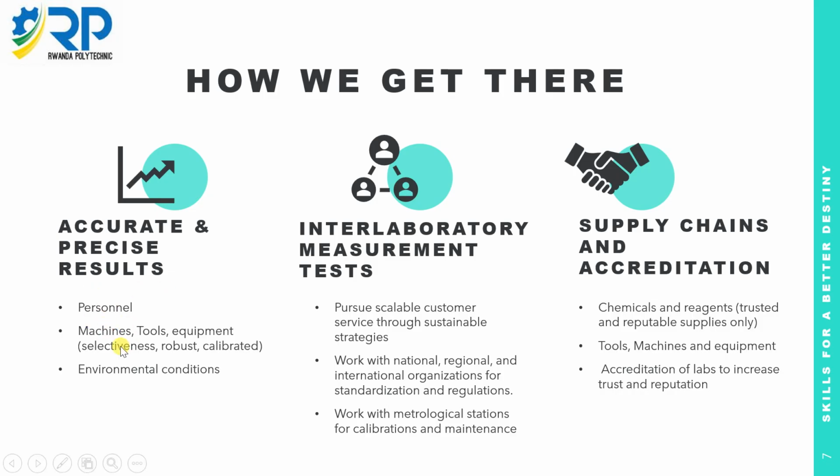The second being the machines, tools, and equipment. They should always be selective, robust, and calibrated over time, because very often this equipment gets overused or fades away, so we need to replace or fix it regularly. Those that need calibration should also undergo the calibration process so that they can give accurate and precise results, as well as environmental conditions. We have to make sure that the environment is clean, well maintained, and sustainable for our work to keep going on and on.